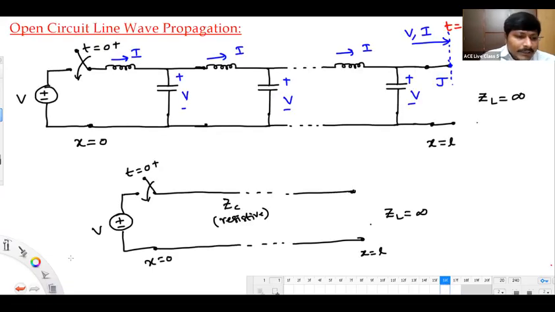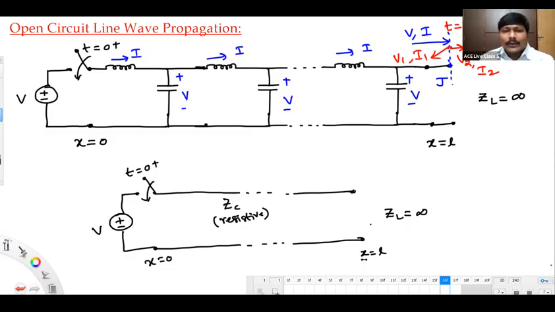Refracted quantities will be V2, I2, and reflected quantities will be V1, I1. I am asking the same question now. After reaching the end, we are facing the open circuit. What do you know in the open circuit? Is it voltage or current?